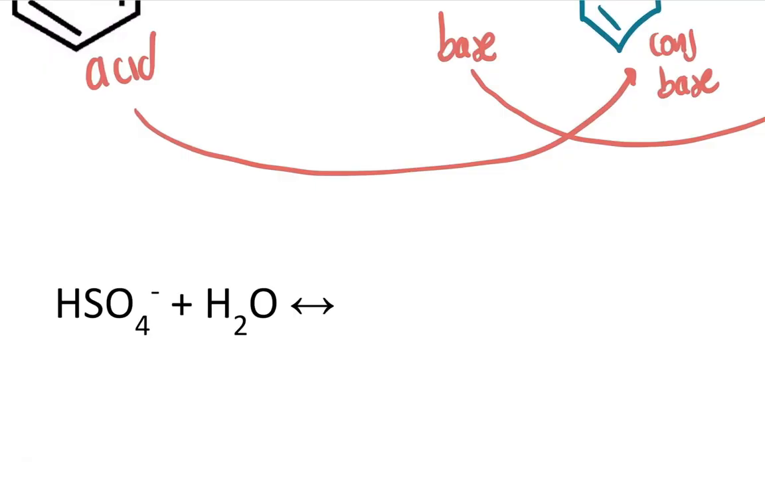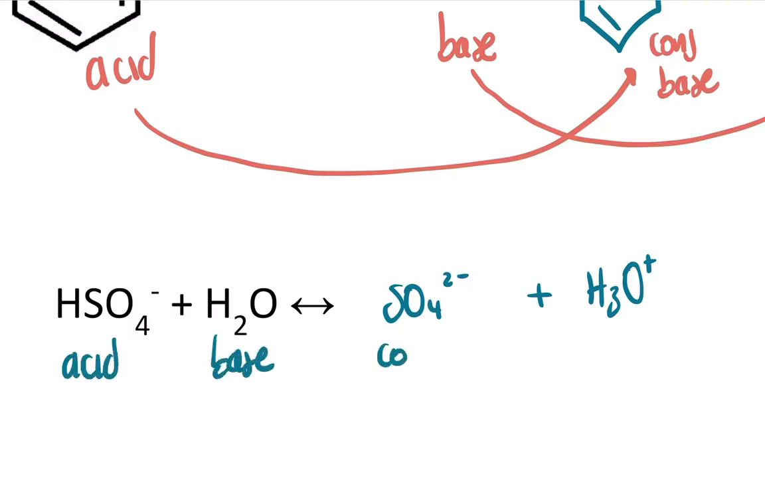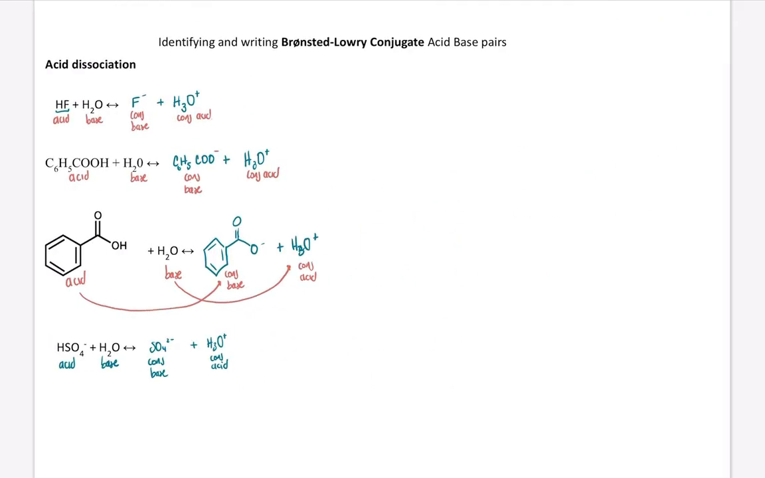So over here, we're looking at the extra step in this sulfuric acid. It has already lost one hydrogen. So to lose the next hydrogen, I'm going to have the SO4 2- and the H3O plus. This is my acid. This is my base. This is the conjugate base, and the conjugate acid. Perfect.